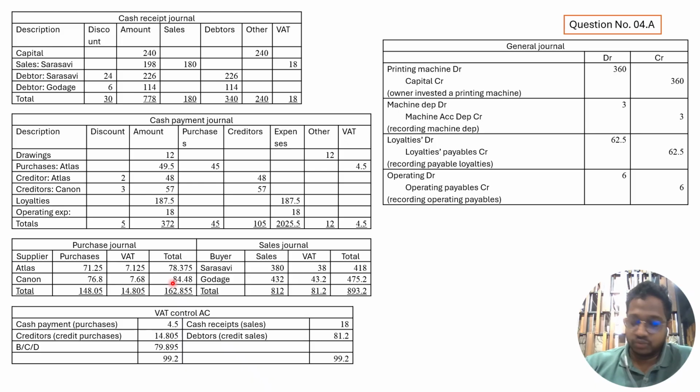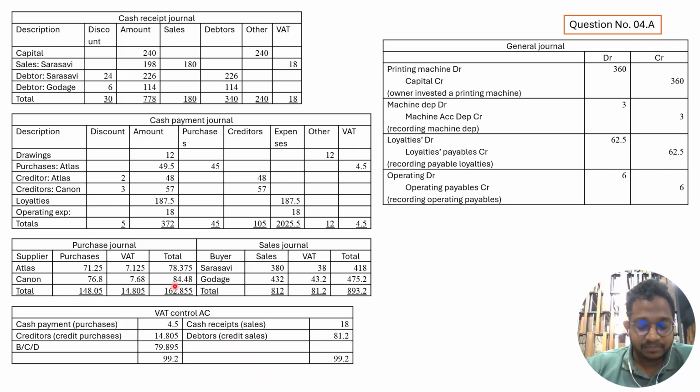So 20 into 4,000 credit purchases is 80,000 gross amount. And from that you have to exclude the trade discount. And after excluding trade discount, the purchases 20 into 4,000, 80,000 into 96%, yes, 76.8. So which means the purchases without VAT is 76,800. To that 7,680 VAT, and the total is 84,480. Then you can find out the totals of the purchases.